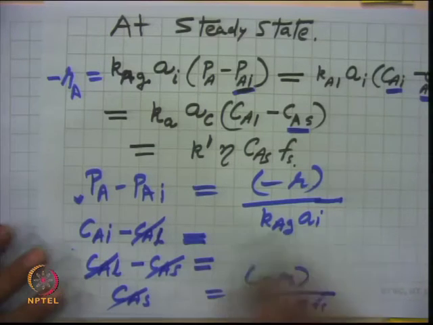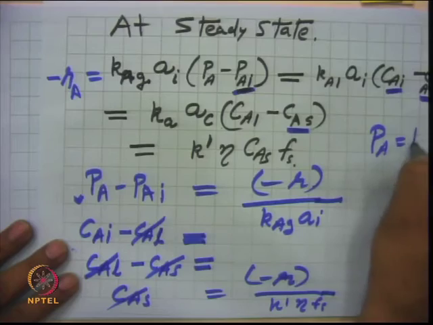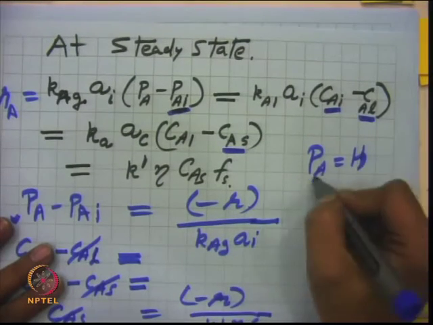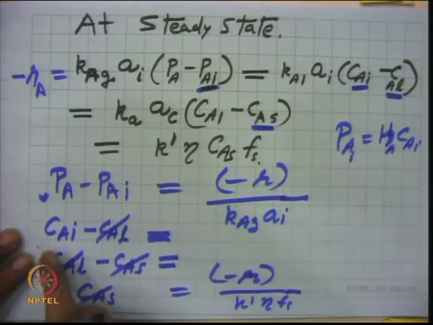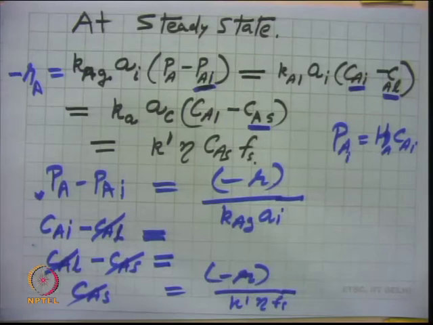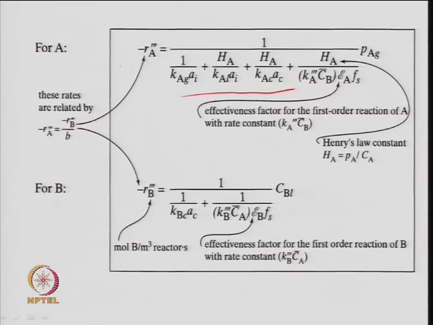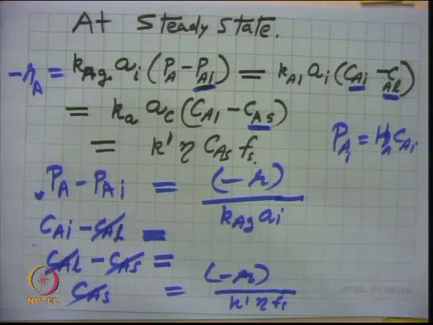One can very easily write that P_A is equal to H_A times C_AI, that is at the interface. So, your C_AI can simply be rewritten in terms of any convenient unit of Henry's law constant, and if you do that and add this. Here the rate of reaction per unit volume is mentioned for A, R_A triple dash, which is simply now your P_AG, your gas phase concentration, a known value at the inlet, the total pressure times the mole fraction of that gas.